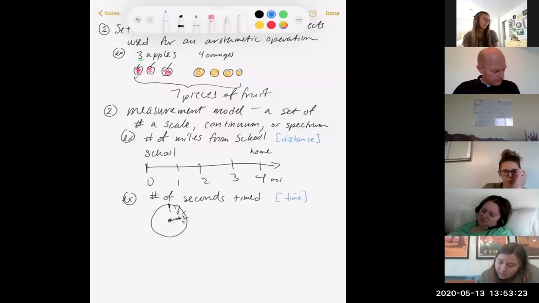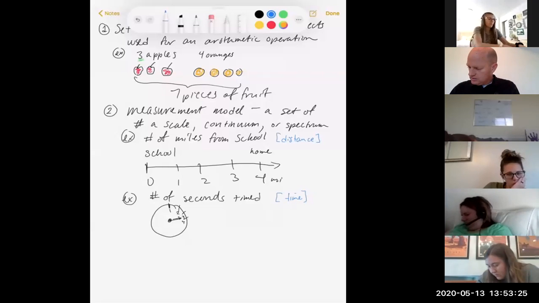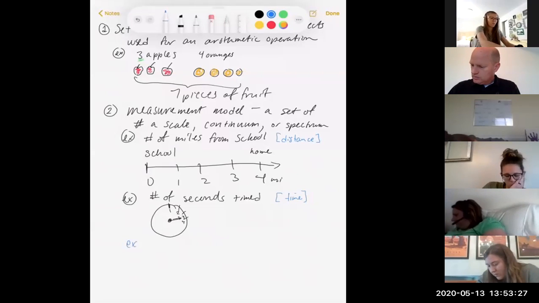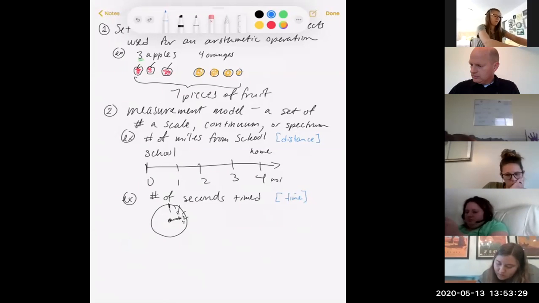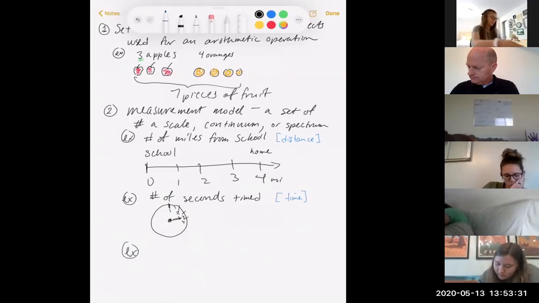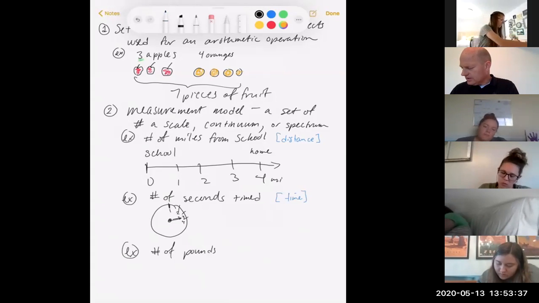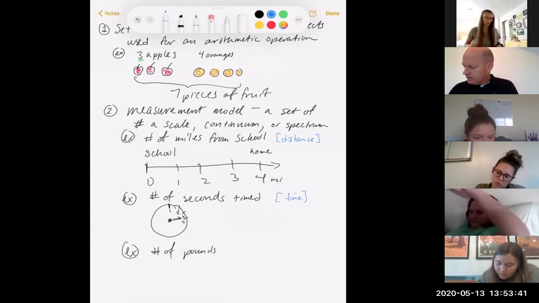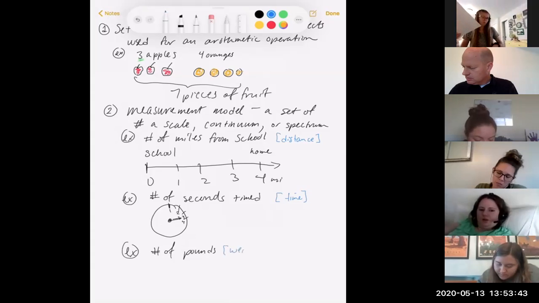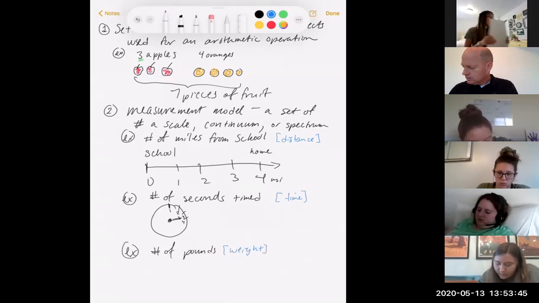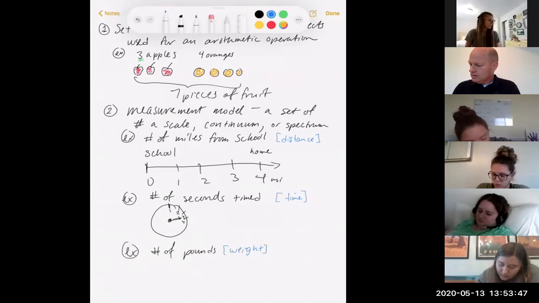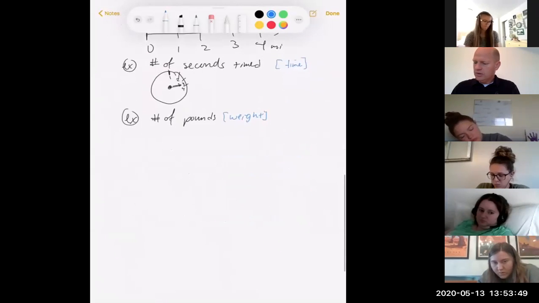And then our final example is like the number of pounds. You can use weight as a measurement model. Or how tall something is, how long something is. So those are all measurement models. So if you guys get the idea of what a measurement model is.